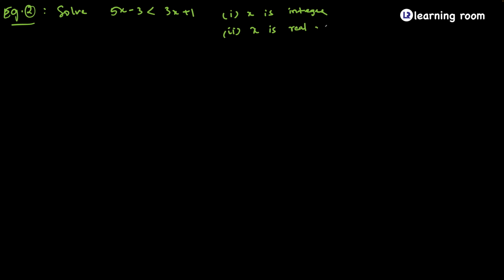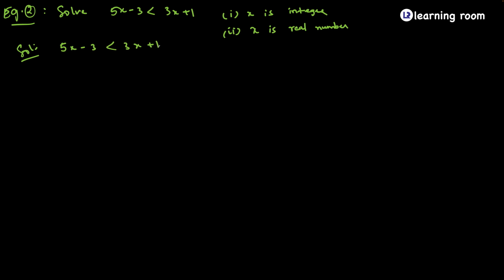So the second question, example number two, is: solve 5x minus 3 is less than 3x plus 1, when in the first case x is an integer, and in the second case x is a real number. Right? The question is 5x minus 3 is less than 3x plus 1. So if you observe the solution, 5x minus 3 is less than 3x plus 1.